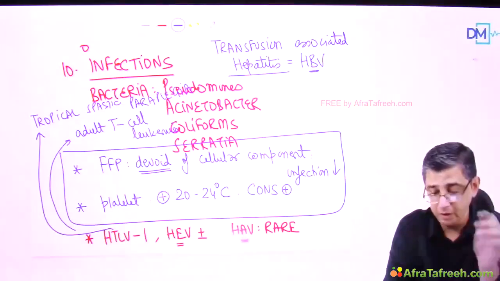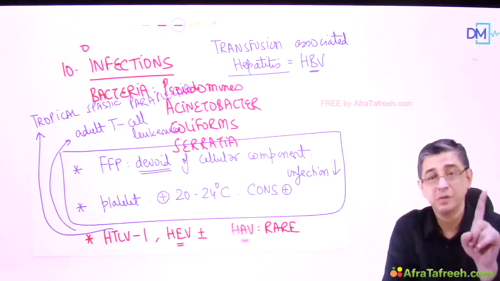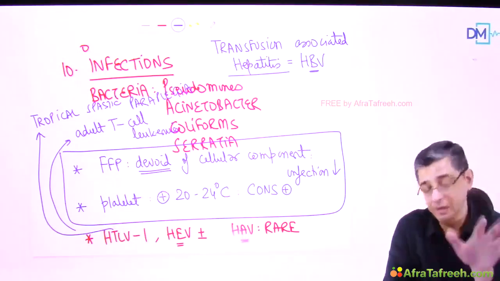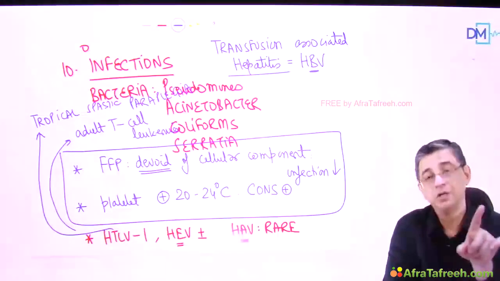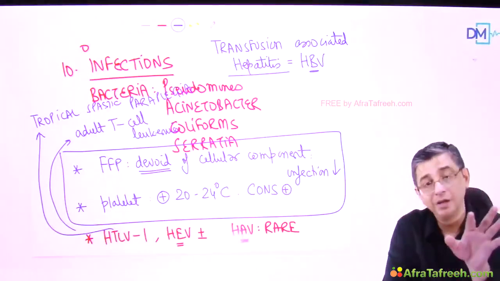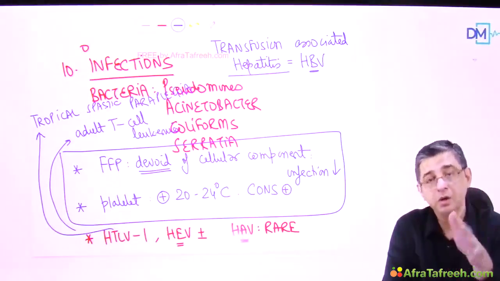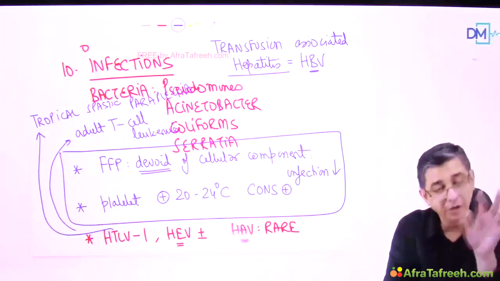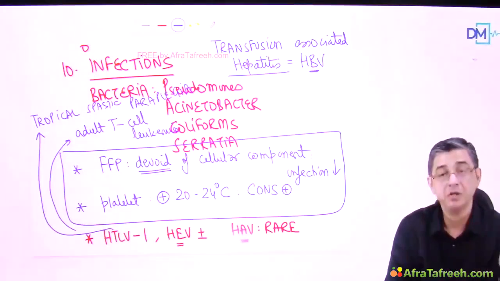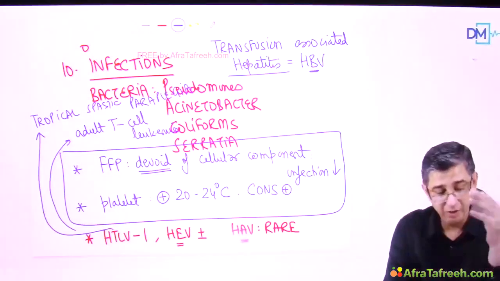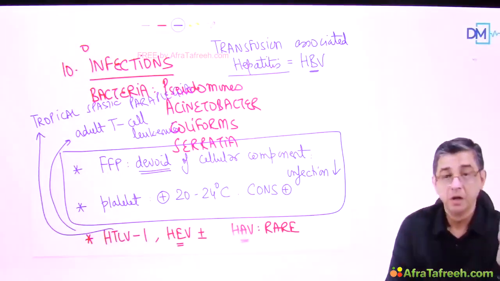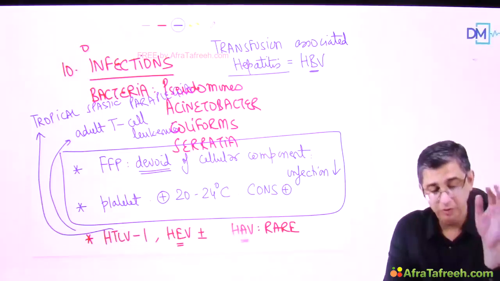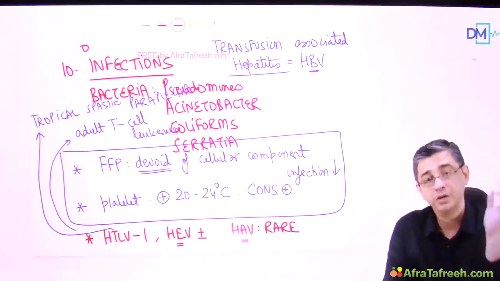The incidence of bacteria is much more than that of viruses. That's the first message. When it comes to viruses, B Bombay is more common than C Calcutta. Hepatitis B transmission is more than hepatitis C. Fresh frozen plasma does not transmit because it is devoid of cellular component. Platelets can transmit because of the higher storage temperature. And I have mentioned a few other viruses which can definitely be transmitted. So these are some important complications to be remembered with respect to blood transfusion.